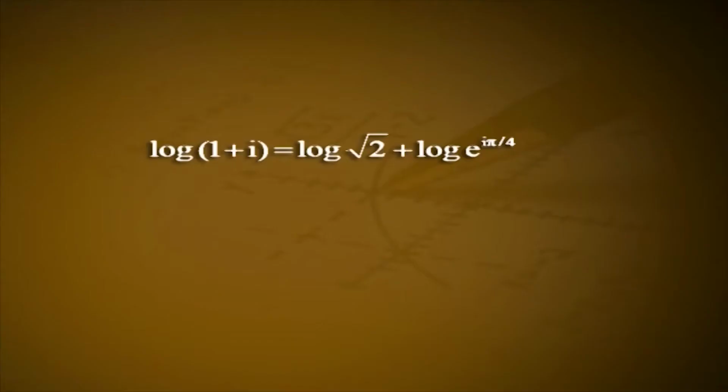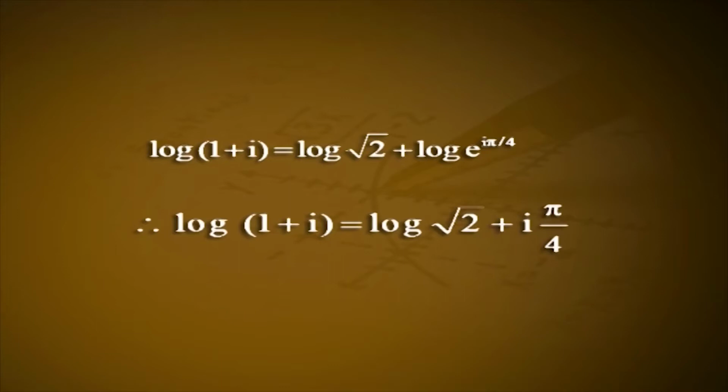That is, 1 plus i is equal to root 2 into cos pi by 4 plus i sin pi by 4. Now, using Euler's formula, we get 1 plus i is equal to root 2 into e to the power of i pi by 4. Taking logarithm on both sides, we get log of 1 plus i is equal to log root 2 plus log e to the power of i pi by 4. Therefore, log of 1 plus i is equal to log root 2 plus i pi by 4.